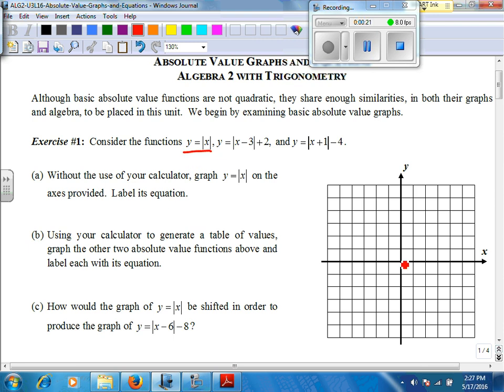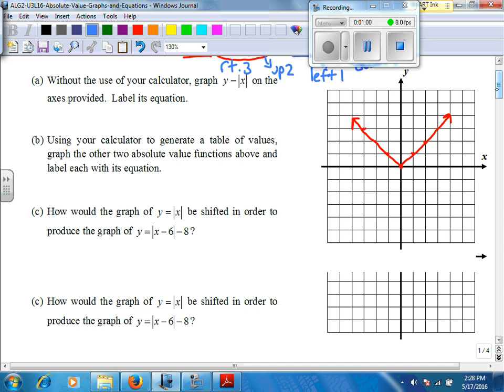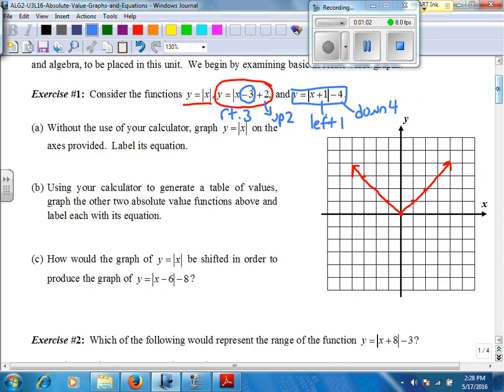Y equals absolute value of x is going to start at (0, 0) and make a V shape with a slope of 1 over here and a slope of negative 1 over here. And then this equation is going to take that absolute value graph and shift it to the right 3 and up 2. So obviously we could graph that as well. This equation would shift the graph left 1 and down 4. So those shifts you should know from earlier in the year. We're not going to graph them.